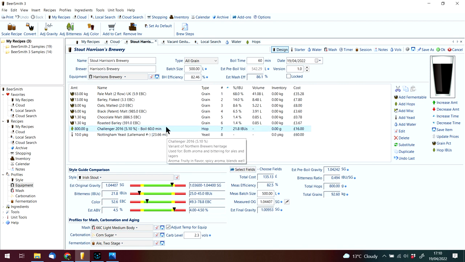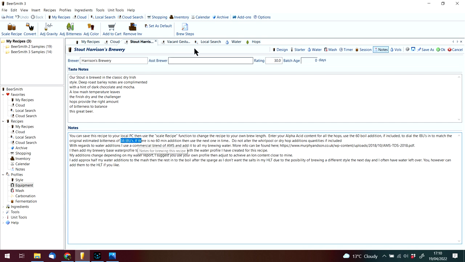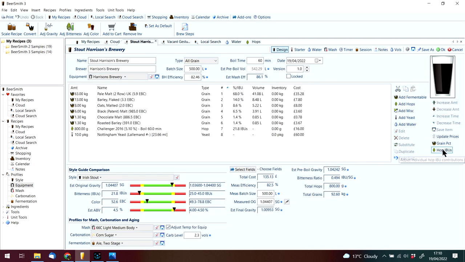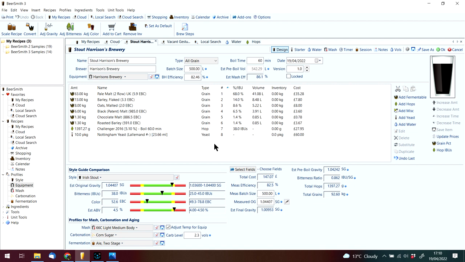So now we've got all that recorded, what we can do is figure out how much hops we would require to get to our 38 IBUs, which is what we wanted originally. So we'll come across to this hop IBU table, and there it is for us. We just punch in 38 IBUs, and it's going to tell us instead of 800 grams, we need 1.397 kilos of hops to get to that figure. So there we have it. Now that, as far as input back into the system is concerned, is complete.